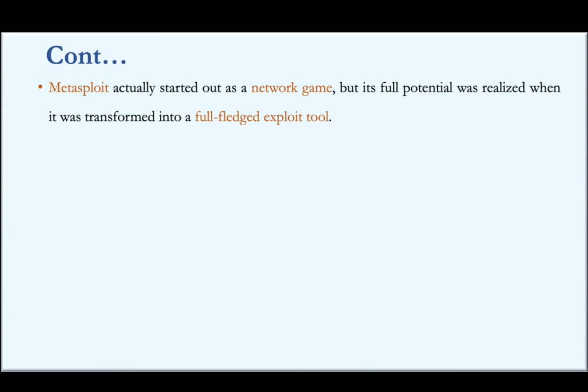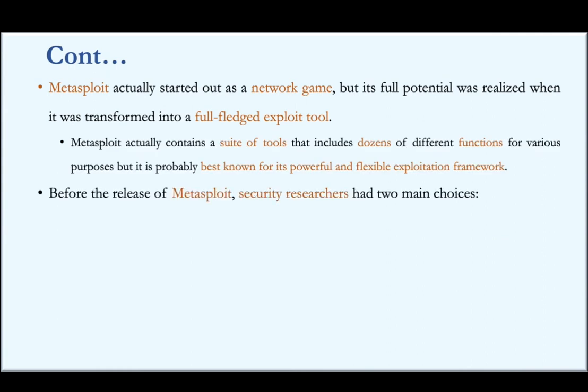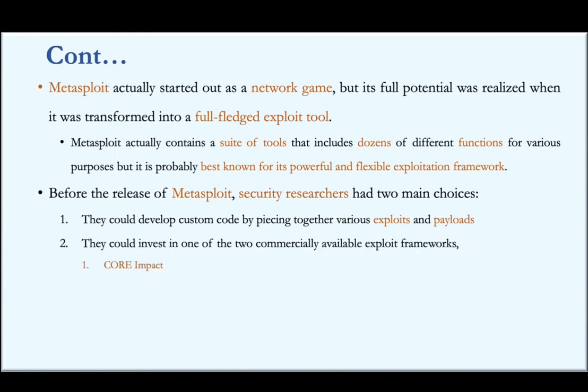Before the release of Metasploit, security researchers had two main choices. One, they could develop custom code by piecing together various exploits and payloads to run on the target machine. Two, they could invest in one of the two commercially available exploit frameworks, like Core Impact and Immunity Canvas. Both Impact and Canvas were great choices and highly successful in their own way.